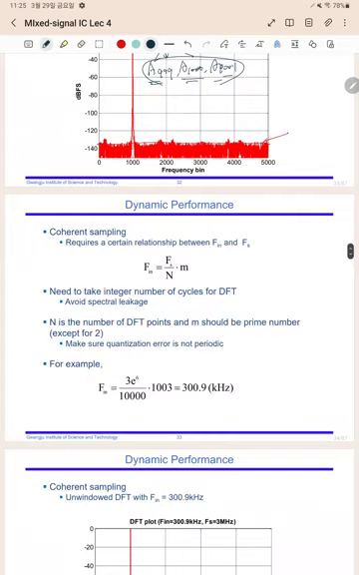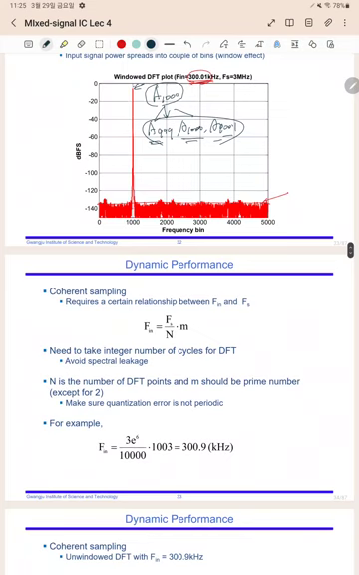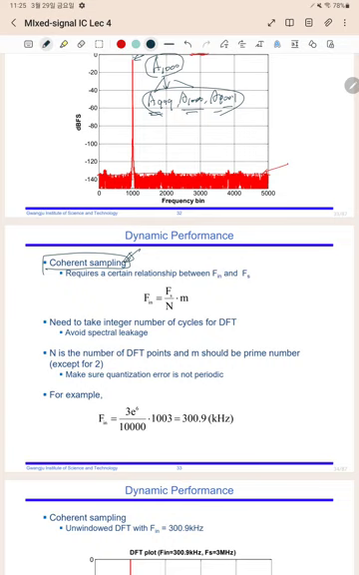There is another very simple way to avoid the spectral leakage instead of using a window. The other way is using coherent sampling. Meaning that within the DFT window, we can still put integer multiples of the input period into one DFT window, right? Without having a periodic quantization logic. That's what coherent sampling means.